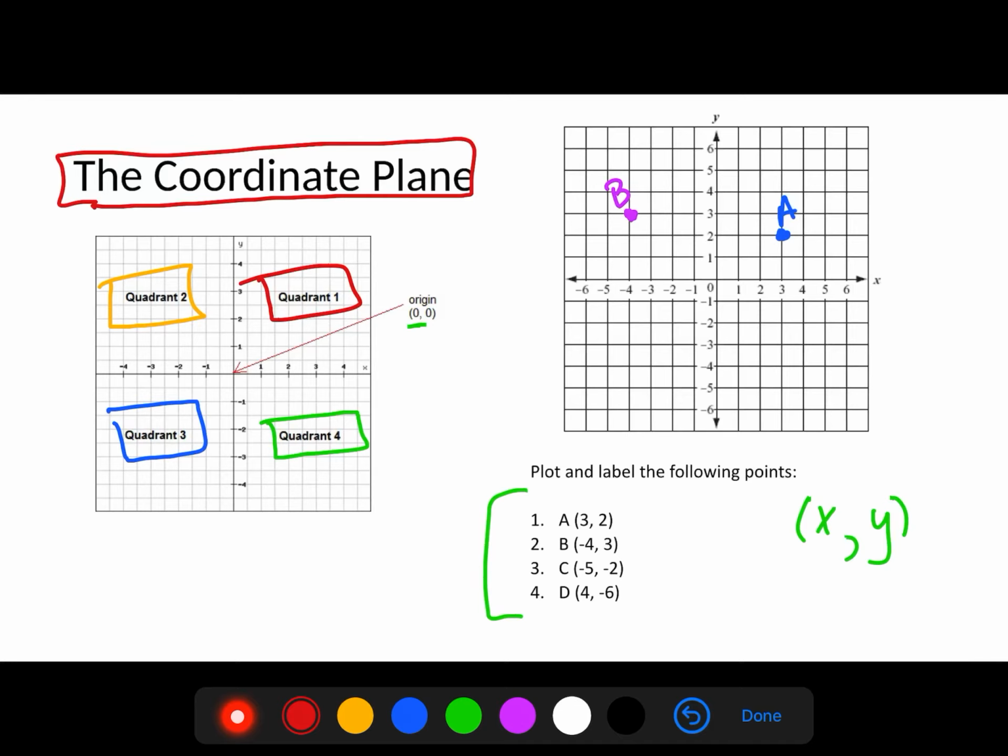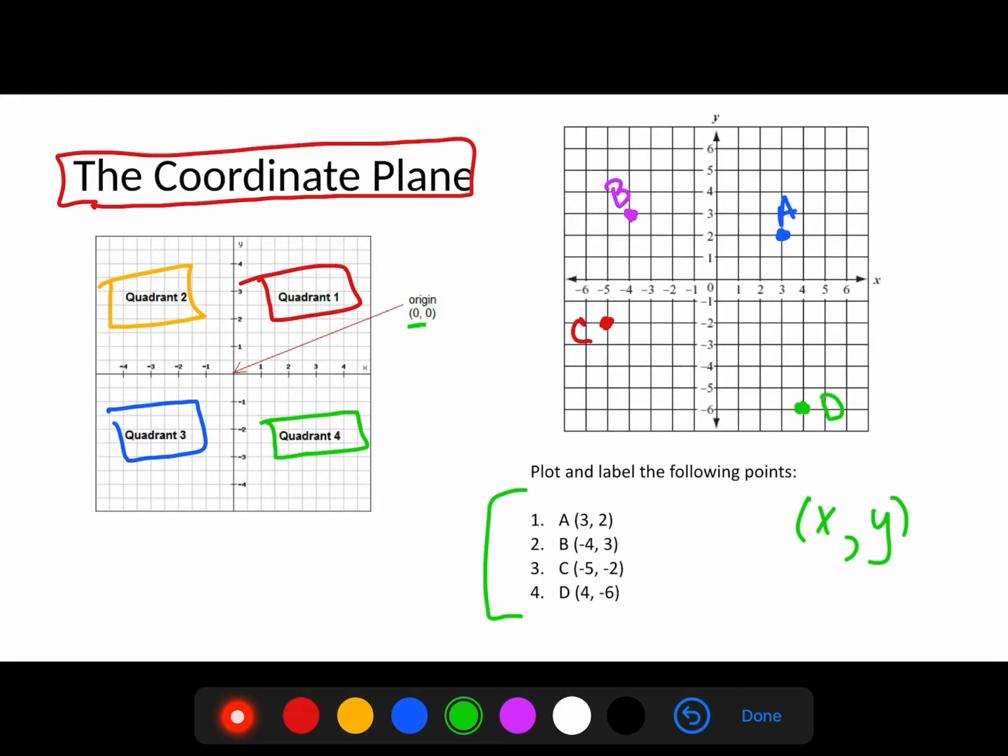Number 3, C, (-5, -2). That's -5 on the x and -2 on the y. That would be right here. That would be point C. And then the last one, point D, 4 on the x and negative 6 on the y. So 4 positive on the x-axis and negative 6 on the y-axis, which is right here. So that's point D.